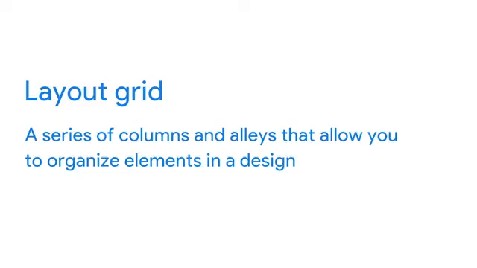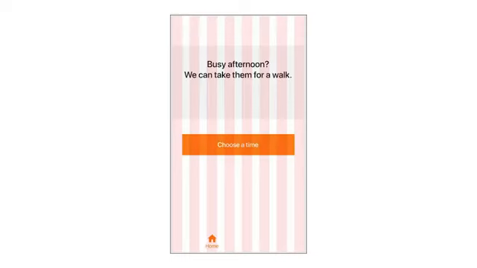While basic grids are useful to help you design consistently, it's more common for UX designers to use a layout grid. A layout grid is a series of columns and alleys that allow you to organize elements in a design. Columns are the colored blocks, and alleys are the spaces between the columns. Here's what a layout grid is like in Figma. Notice that columns are a light red and are all the same width. The alleys are white and are also all the same width.